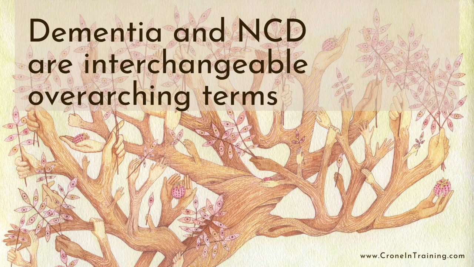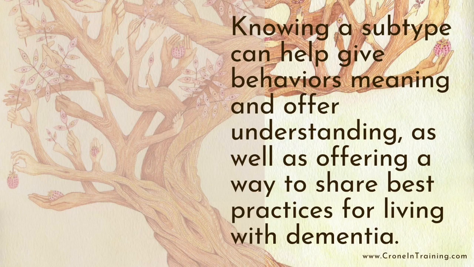of different subtypes. After someone's determined to be experiencing dementia, a subtype allows the experience to be further defined according to the known or presumed cause, as well as the main characteristics, timeline, and symptom set. Knowing a subtype can help give behaviors meaning and offer understanding, as well as offering a way to share best practices for living with dementia. There's a wealth of research on each of these types. Below is a very basic overview meant to be used as a starting point of understanding.